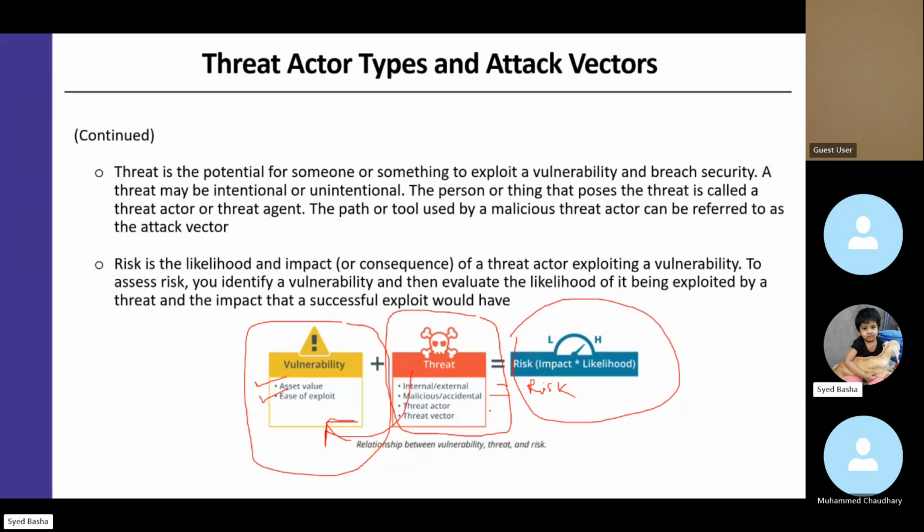A threat is something, the attacker, internal or external, or it could be software, I mean a malware, or a virus, anything. That's a threat. When a threat tries to exploit any vulnerability that you have, this is nothing but risk. In other words, we call it an attack.